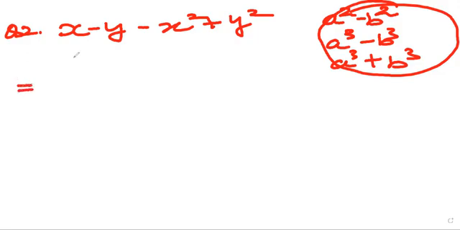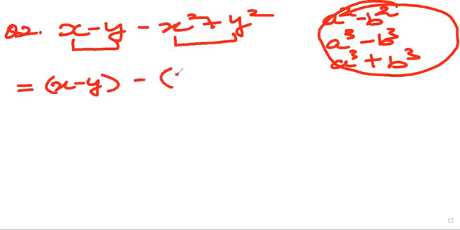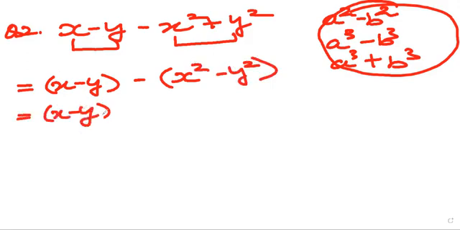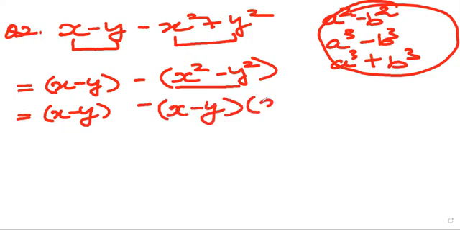Now, children, let's combine the terms first. Be careful. Here I'm combining these two and these two. So the first one is x minus y only. And from the other one, minus is common. I'm taking it out. So it will become x square minus y square. Okay. So the first will remain as it is. And from the second one, I can use the formula, a square minus b square. And everyone knows we have already done, that is a minus b, that is x minus y, into a plus b, that is x plus y.